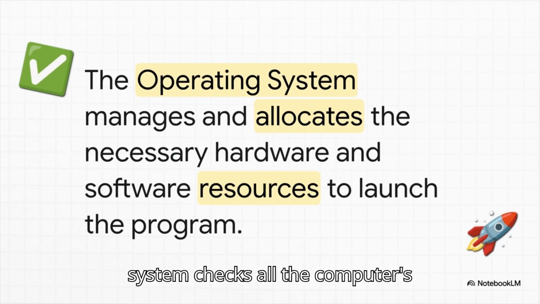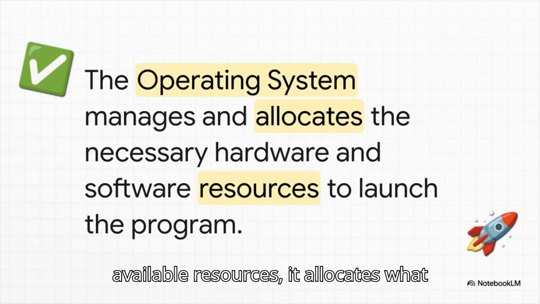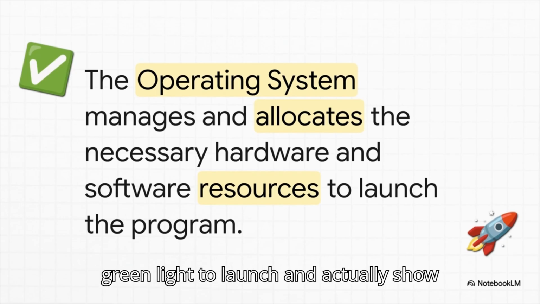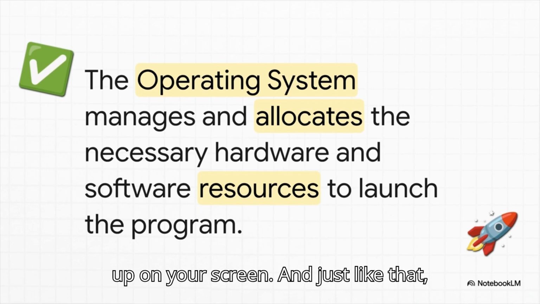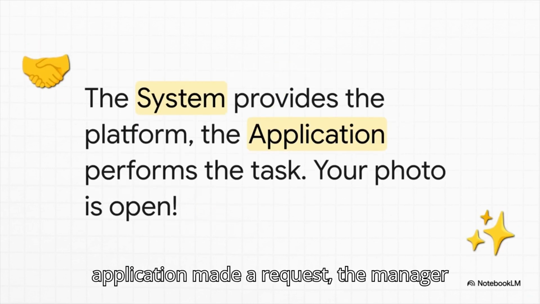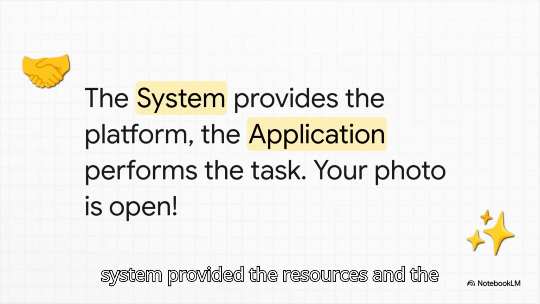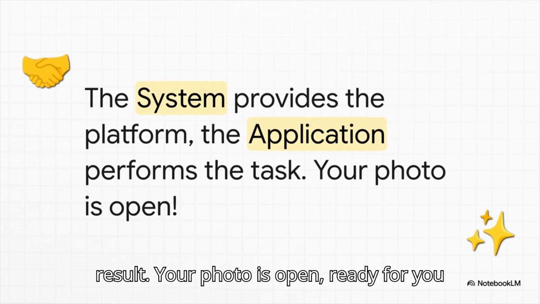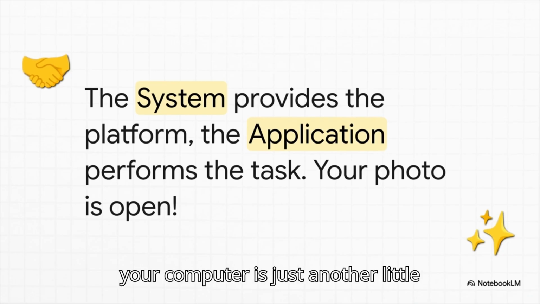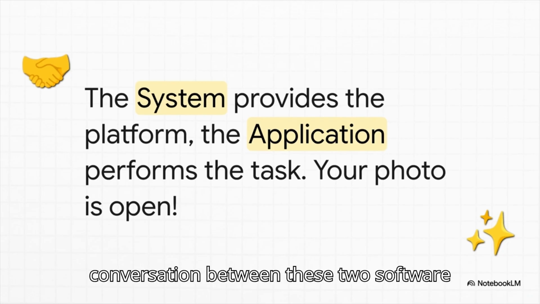The operating system checks all the computer's available resources. It allocates what Photoshop needs, and then it gives it the green light to launch and actually show up on your screen. And just like that, the teamwork is complete. The specialist application made a request, the manager system provided the resources, and the result, your photo is open, ready for you to edit. Every single thing you do on your computer is just another little conversation between these two software families.